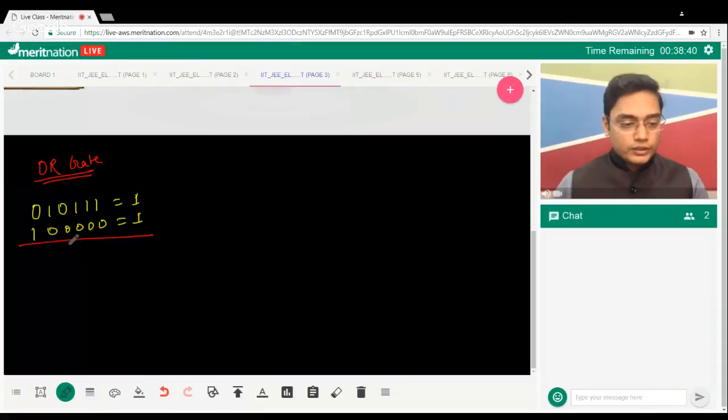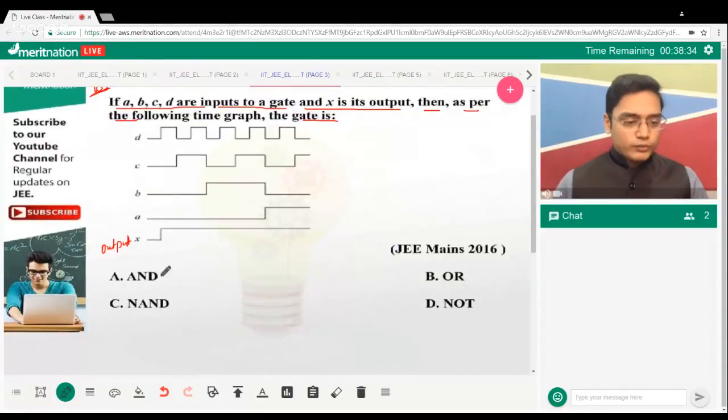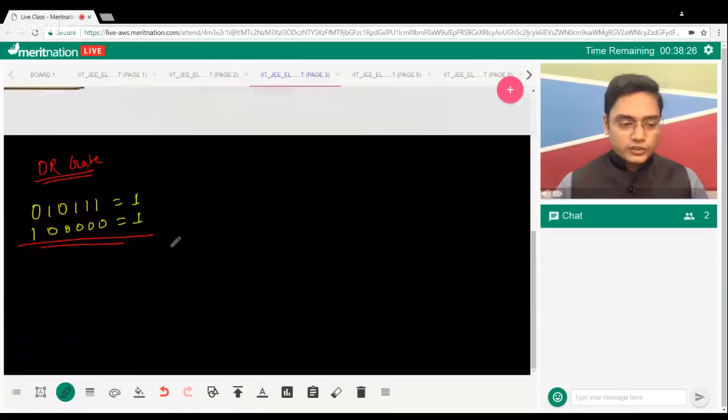Or even the most famous truth table, like 2 input, options are not clear. It's very simple. Now we have 4 options: AND, NAND, or NOT. Which gate represents this particular combination of output? Let's check. I'm explaining this, don't worry.